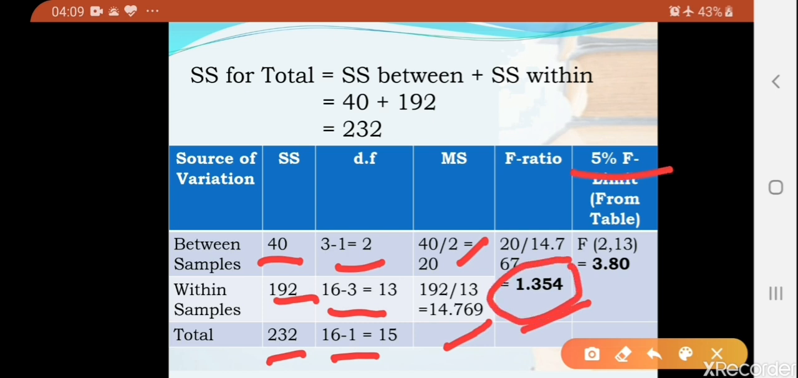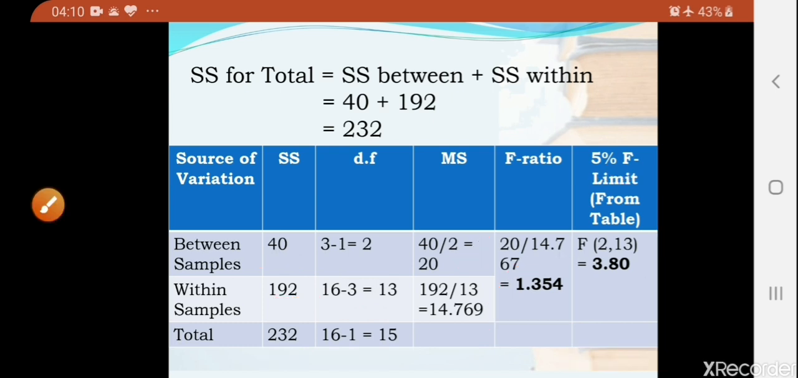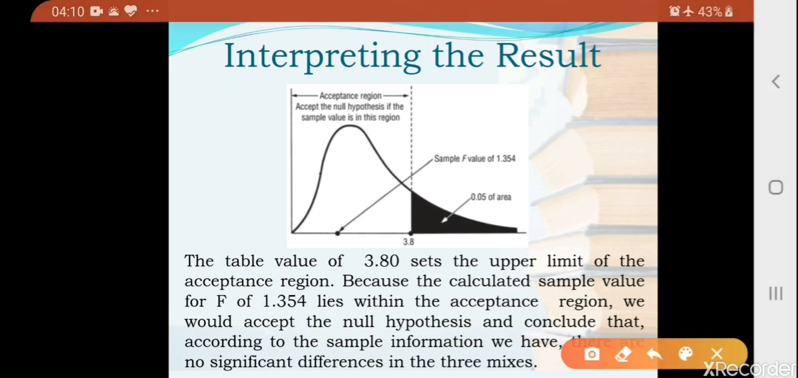And from the table of 5% significance level for 2 and 13, 2 is for numerator and 13 for denominator, you will get the value as 3.80. So we know now that from the table the value is 3.8 and our sample's value is 1.354. It means it is in the acceptance region, and we would accept the null hypothesis and conclude that according to the sample information we have, there are no significant differences in the three mixes.